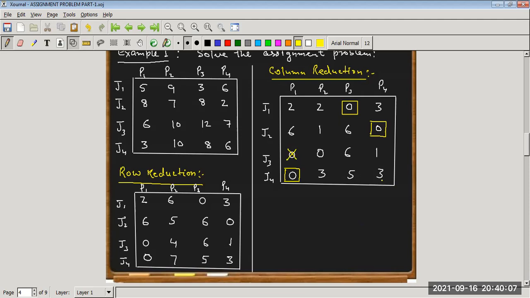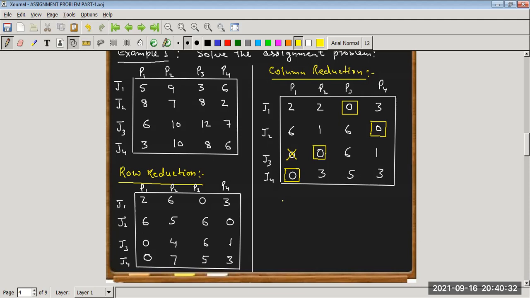Now after the rows, we come to columns. In the first column, there is already an assignment. In the second column, there is only one 0, so we assign this 0. So we get 4 assignments. It is a 4 by 4 matrix. The number of rows and columns is 4, and we have 4 assignments, so the assignment process is done.